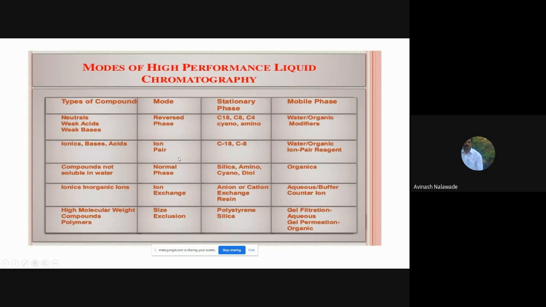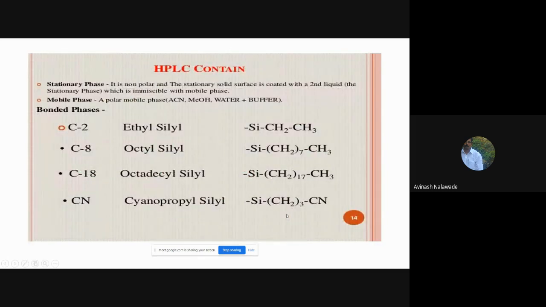So these are the types of modes, and for that purpose we can use various types of stationary phases. You may use stationary phase C18, C8, C4. We'll see what C18, C8, C4 are. Then you may use silica, amino, cyano or diol groups, or you may use anion or cation exchange reagents, or polystyrene silica. Okay, and these are the particular mobile phases. Now see here, we have talked about C2, C8, C18, CN. What are these groups? These are the stationary phases we are using.